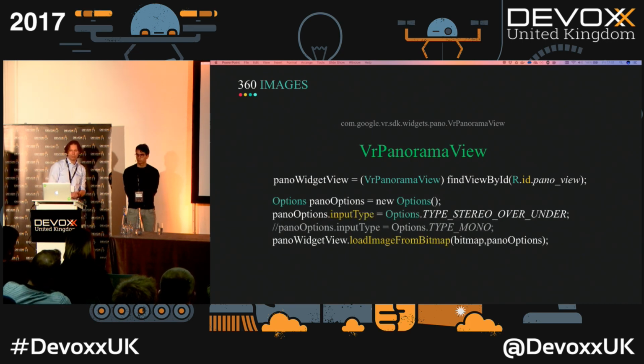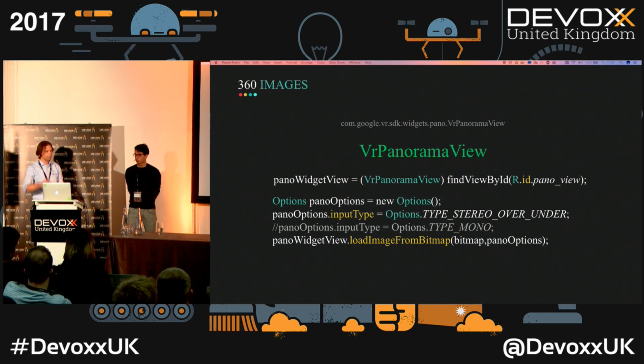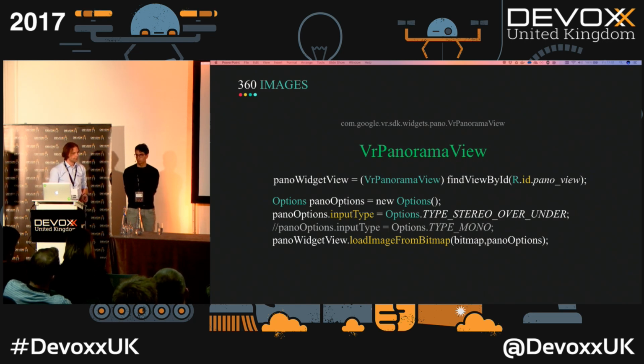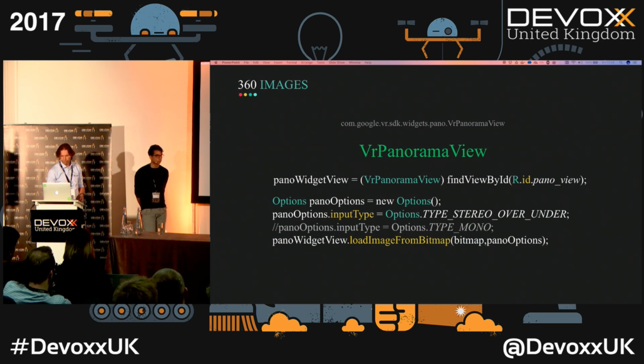You have some options, the panorama options, where the most important is type stereo over-under, which actually means: is it a picture taken by a 360 camera, which has the top and bottom, which is a bit different, or is it a normal picture that you need to render in 360? Yeah. And then you load that one. It can either be in your package or you can load it from an external source.